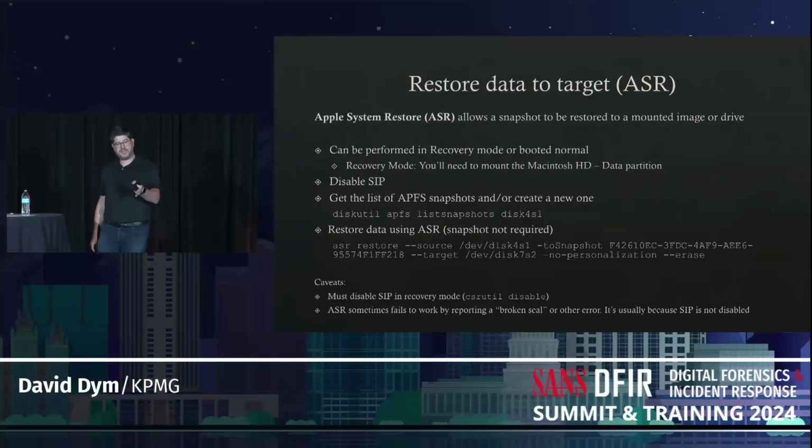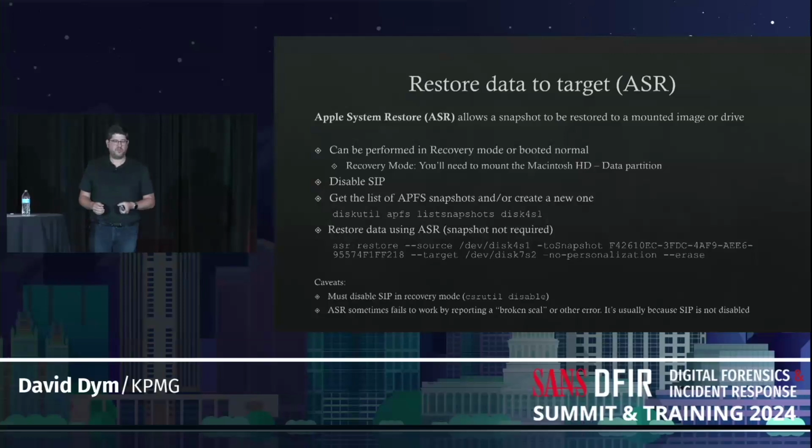So you do asr restore, you give it the source data partition device ID name, number. Then --toSnapshot, which seems a little backwards. You would think it would be like from snapshot, but that's just how it works. It says to snapshot, and what it's going to do is that delta, that snapshot. And then you give it the target, and then feed it in --noPersonalization, which I think I'm missing a hyphen next to no, and then --erase. And erase means it's going to nuke whatever it's being cloned to.